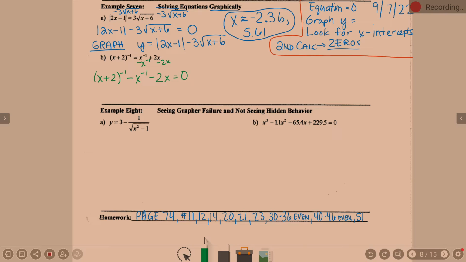Do not try and do any cleanup here. It looks ugly, but that's fine because you get to just push the buttons and type it into the calculator, right? Yay. So I'm going to graph y equals x plus 2 to the negative 1 minus x to the negative 1 minus 2x.